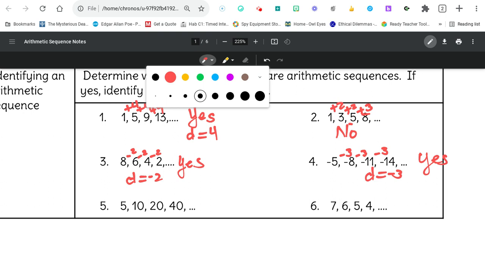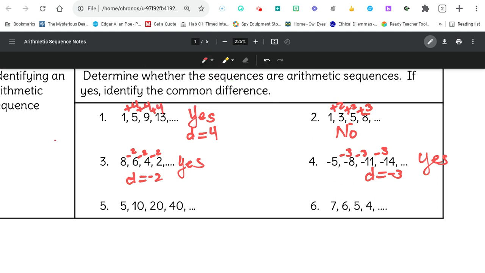You pause the video and try 5 and 6. All right, this is what you should have gotten. 5 plus 5 is 10. And 10 plus 10 is 20. That is definitely not arithmetic. It's geometric, it's multiplication.